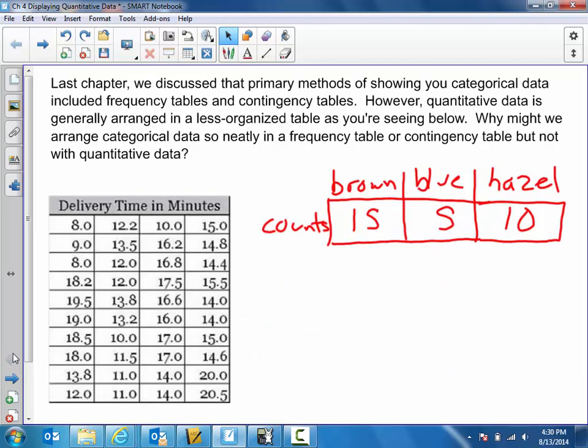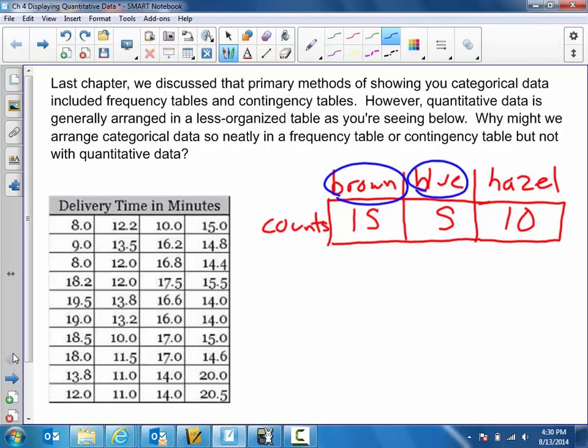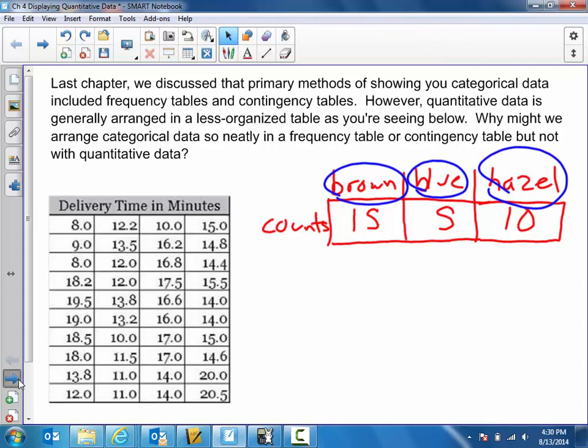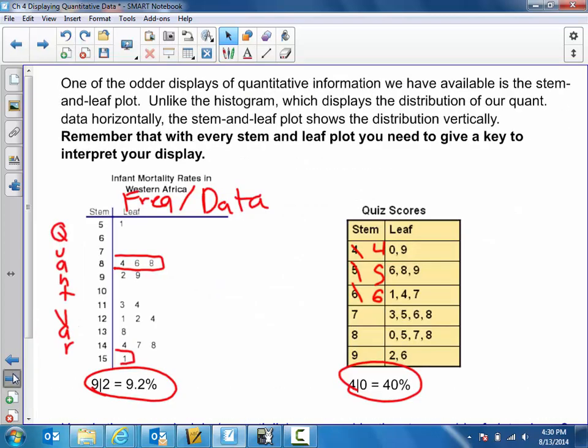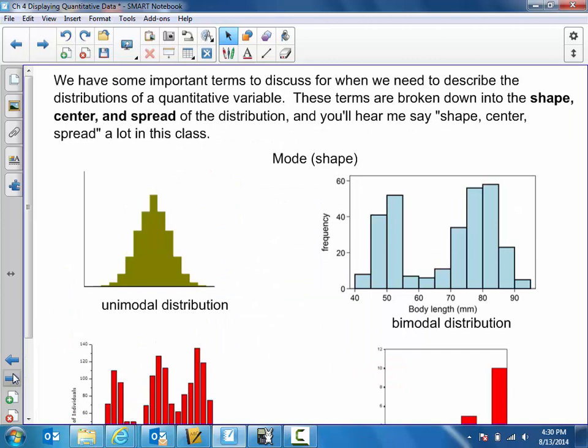while for bar charts it is not. If we look back to that example, well, this will work. If you were to make a bar graph out of brown, blue, and hazel eyes, the ordering of your bars, as we've said many times, doesn't matter. And it does for histograms.